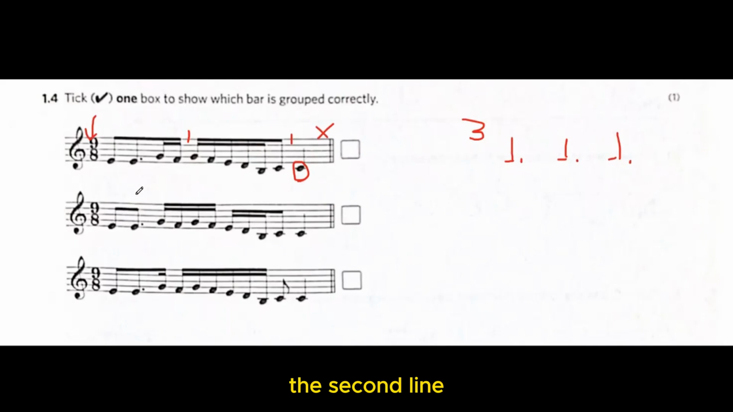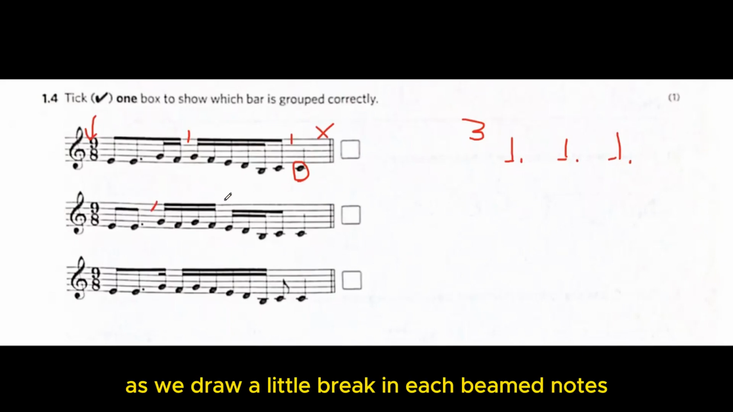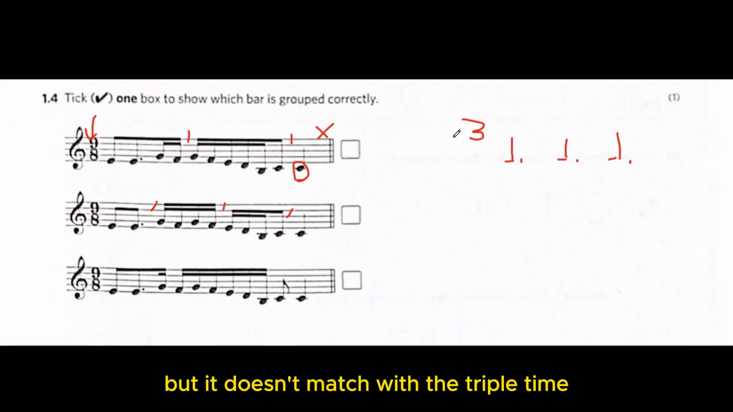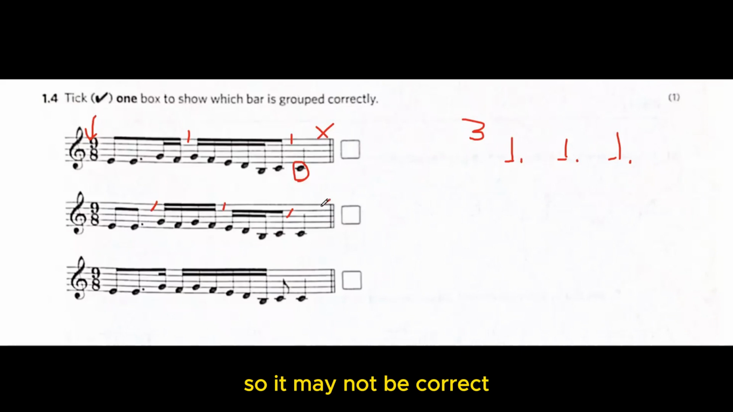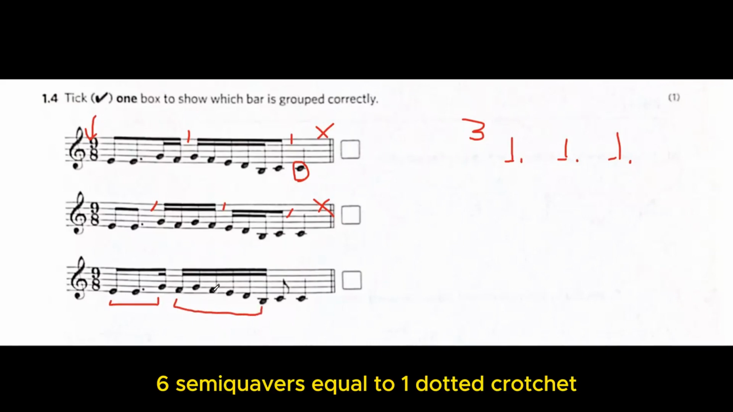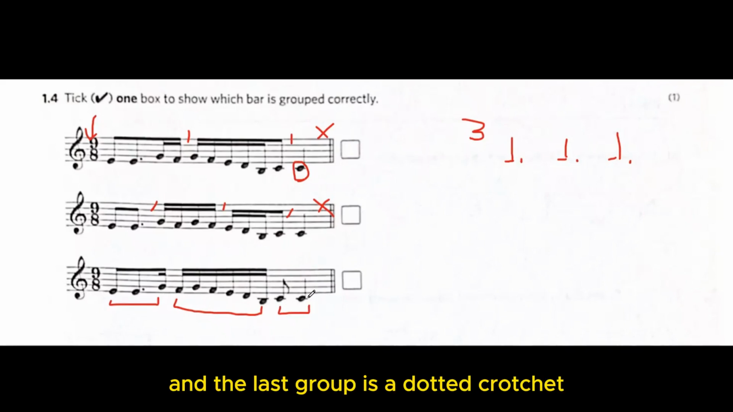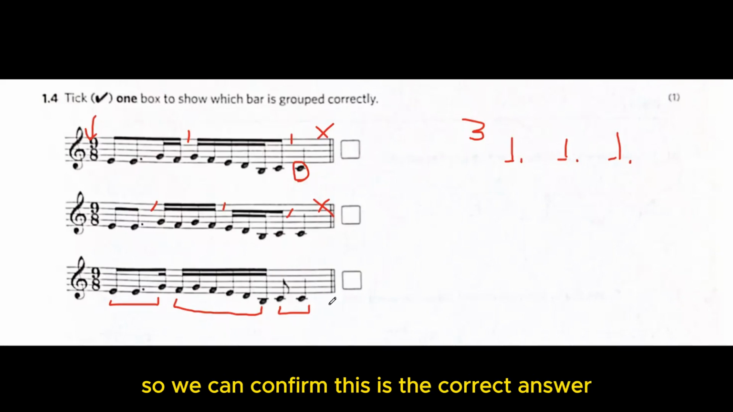The second line, as we draw a little break in each beamed notes, it looks like there are 4 groups, but it doesn't match with the triple time, so it may not be correct. Let's look at the last line. Here is a group of dotted crotchet. The second group, 6 semiquavers equal to 1 dotted crotchet. And the last group is a dotted crotchet. So we can confirm this is the correct answer.